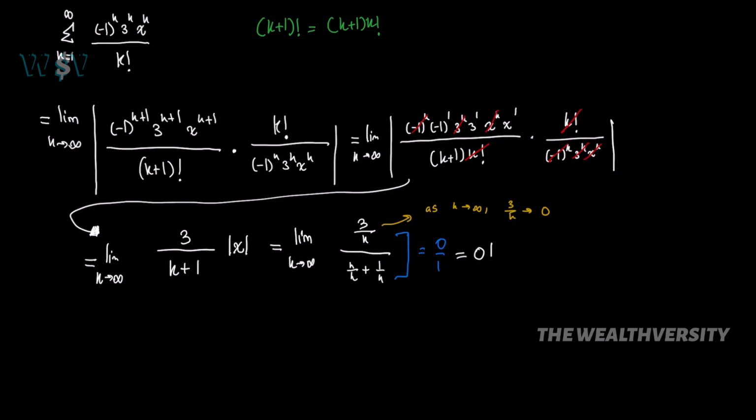In this case, we will have 0 times the absolute value of x, which means our radius of convergence is equal to 0. And when the radius of convergence is equal to 0, the interval of convergence is equal to negative infinity to infinity. This means that x is convergent for all values across the interval.